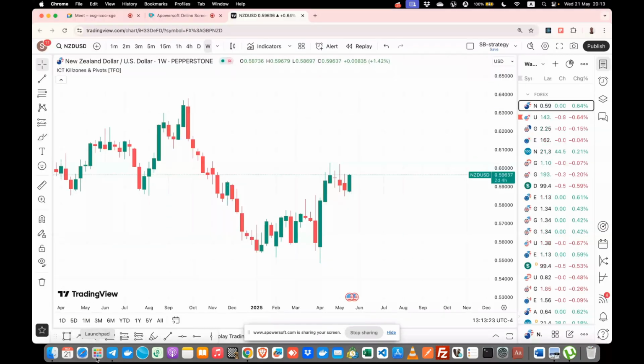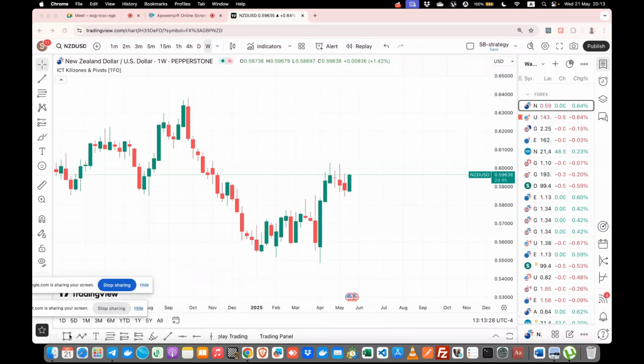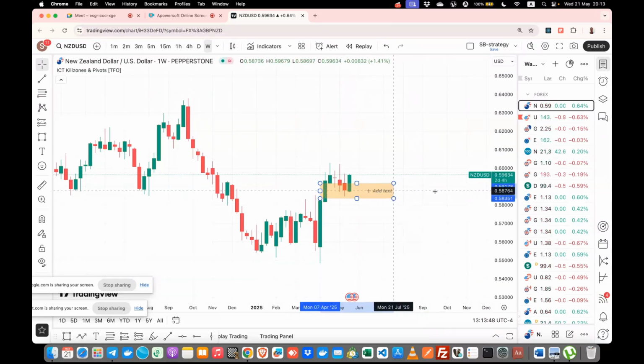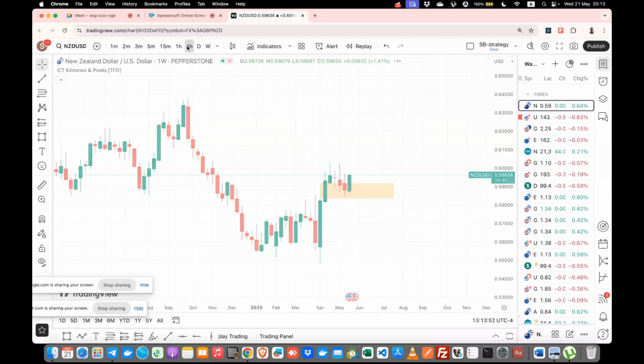The USD on the weekly time frame, we had a key level here. This is a weekly fair value gap. Once price tags our weekly fair value gap, we can now move to the lower time frame to look for change in state of delivery. The lower time frame for weekly is the 4-hour time frame. So let's move to the 4-hour.